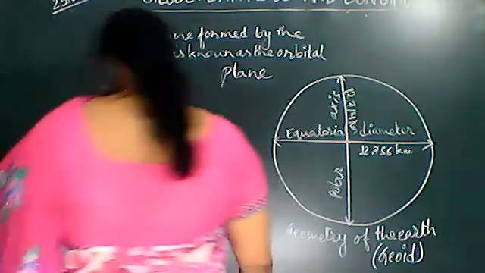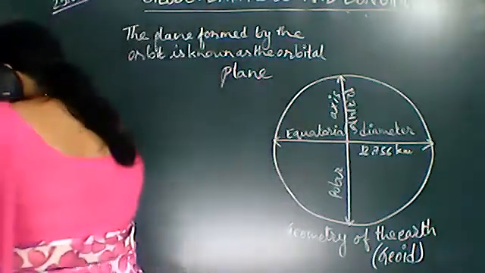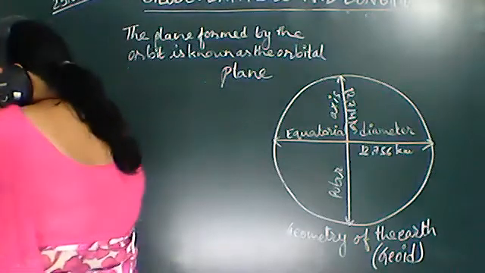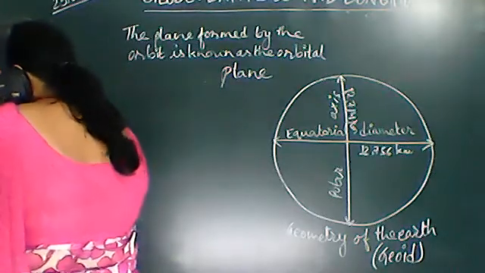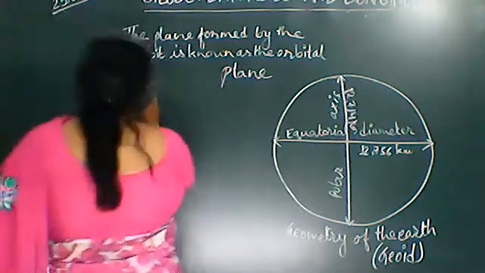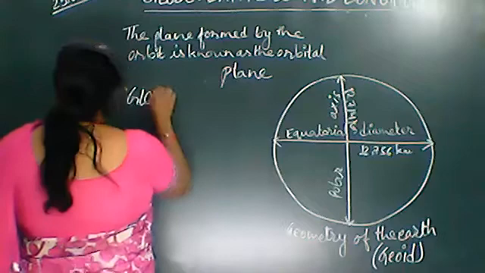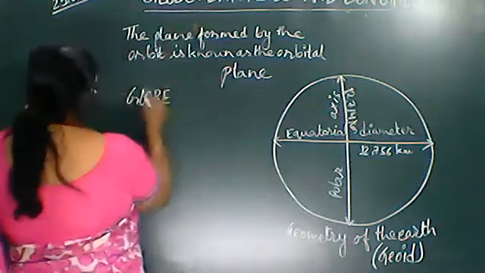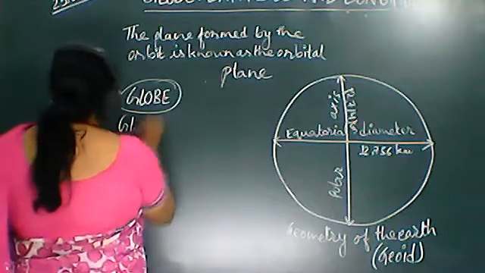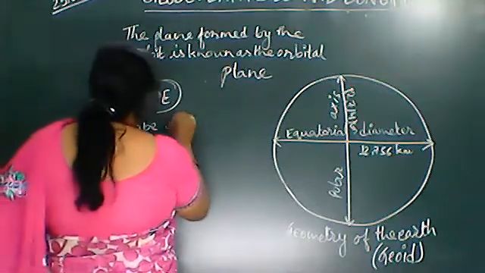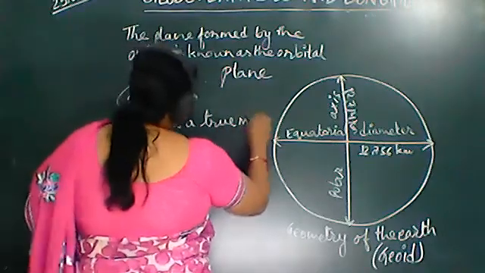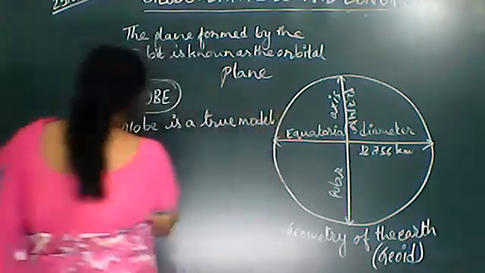Now let us try to understand about the globe. What is a globe? When we try to understand about the globe, we see that the globe is the true model of the earth, as the heading of the chapter says. Globe is a true model of the earth.